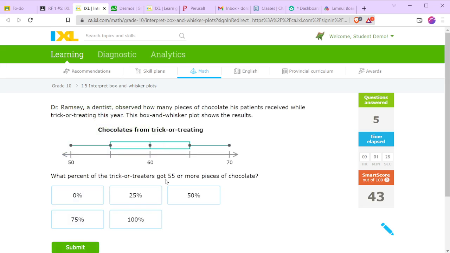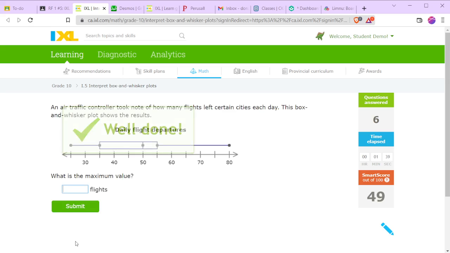What percentage of the trick-or-treaters got 55 or more pieces of chocolate? Well, that's the left end of the box. So that's 25, 50, 75 percent of trick-or-treaters, because that's 3 of the 4 sections. Maximum value here is 80.